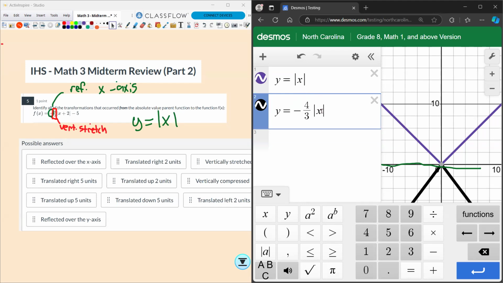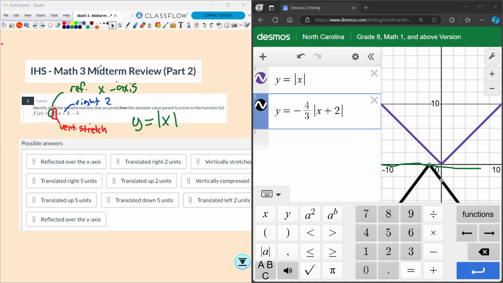The next thing I want to do is the plus 2 inside. So that plus 2, if you notice here, it actually brought it to the left 2. So anytime you add a number inside, it actually takes it to the left, not to the right. So be careful with that. So that plus 2 is going to be left 2. You can probably guess where the minus 5 is going to go, but let's verify that anyway.